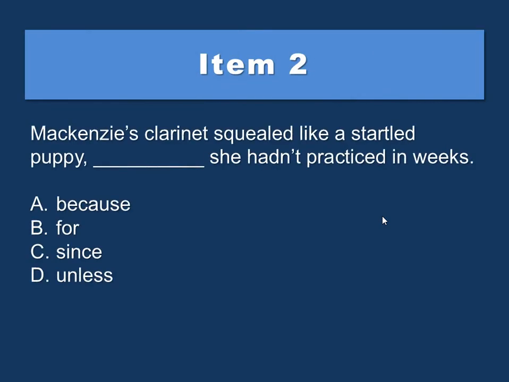Item 2. Mackenzie's clarinet squealed like a startled puppy. She hadn't practiced in weeks. So Mackenzie used a clarinet, but the sound was like a puppy because she had not practiced for weeks. So we are going to use for. Mackenzie's clarinet squealed like a startled puppy, for she hadn't practiced in weeks.